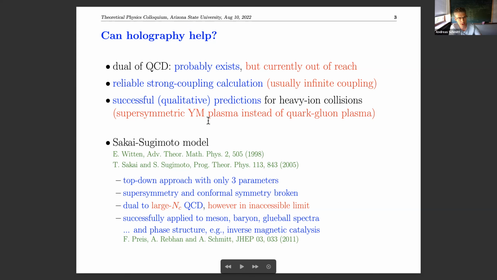What I'm going to do is use a different version of holography, more specifically the so-called Sakai-Sugimoto model, based on what Witten did very early on. This is a top-down approach in the sense that there's really a string theory behind this, as opposed to bottom-up, where you just write down some model and you really have no idea at all what the field theory might be. And many people use that as well.